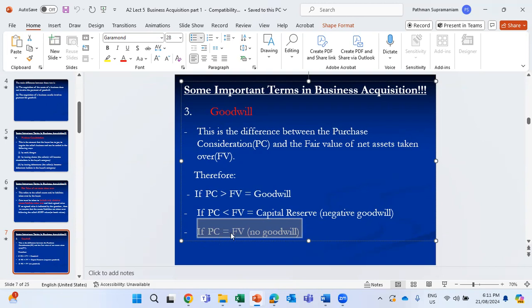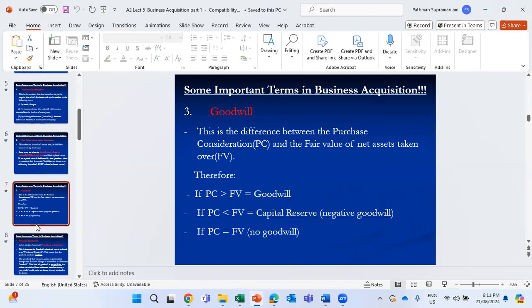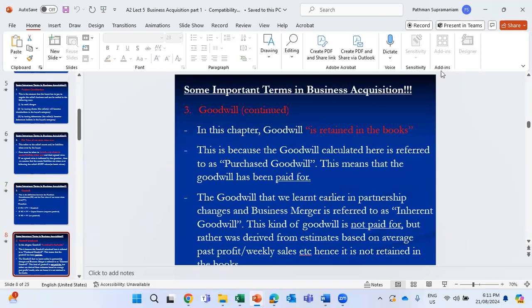If situation 3, there's no goodwill. That's why they won't ask in this situation. Situation 2, I think it's too heavy. They don't really test you on it. So you just have to focus on situation 1. Okay. All right.